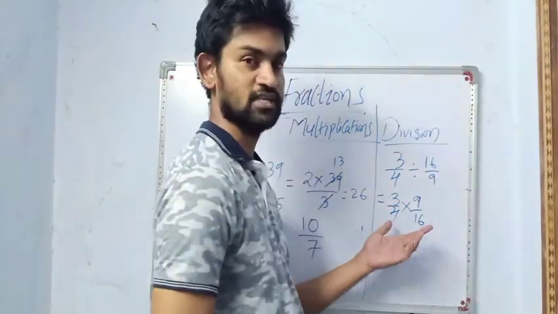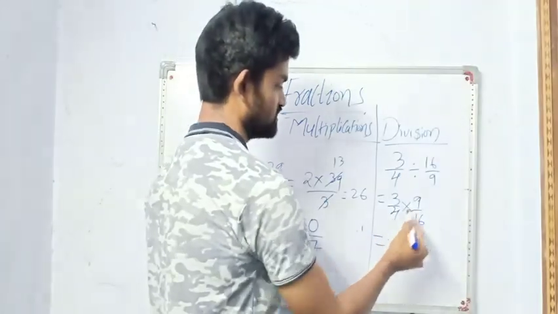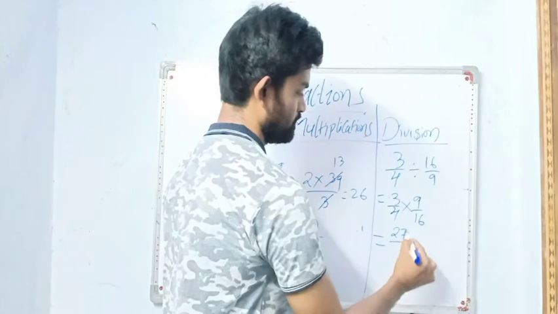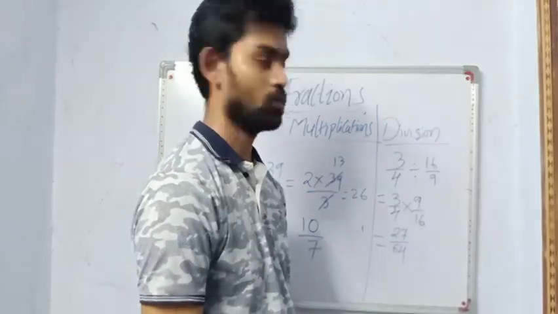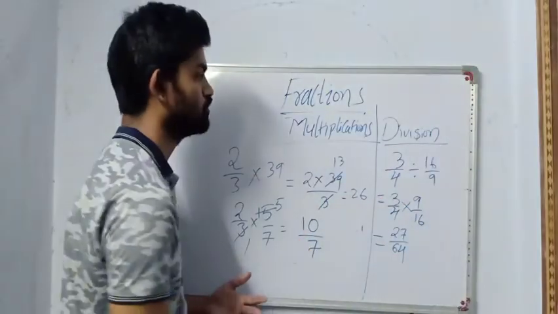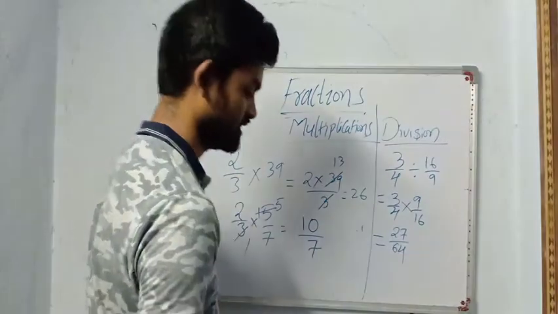Now if any cancellations are there, you can cancel it, or directly you can write 3 by 4 into 9 by 16: 3 9s are 27 by 64. Only if you got a whole number, how to do? We'll see that. Now let us take this.